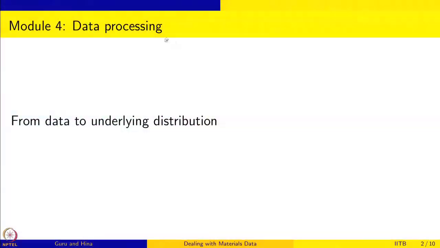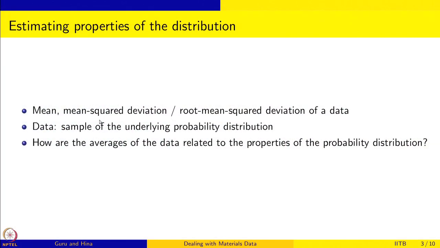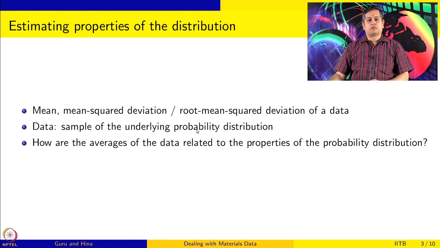We are in module 4 on data processing, and we are looking at how to go from data to the underlying distribution. We know how to estimate properties of a given data set or data series. We can calculate the average and the mean squared deviation and root mean squared deviation from the average of the data. But we know that the data is a sample of the underlying probability distribution. So, we want to get the properties of the probability distribution from the averages of the data. How to go from the quantities that we calculate here to the properties of the probability distribution is something that we are going to discuss in this session.